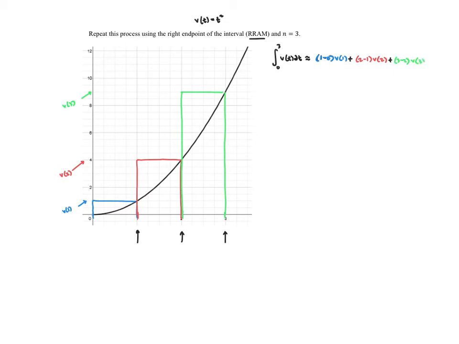It seems methodical that I'm setting these up by taking 1 minus 0, 2 minus 1, 3 minus 2, because yes, all the intervals are 1. However, when it comes to the formal definition of a definite integral later on, it'll make sense why I'm setting it up so deliberately. So I will get 1 times v of 1, which is 1, plus 1 times v of 2, which is 4, plus 1 times v of 3, which is 9. So the area under the curve, based on a right Riemann sum, would be approximately 9 and 4 is 13, plus 1 is 14.